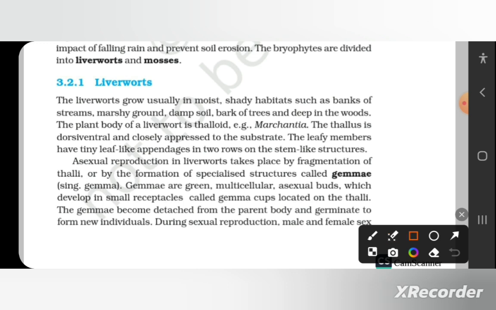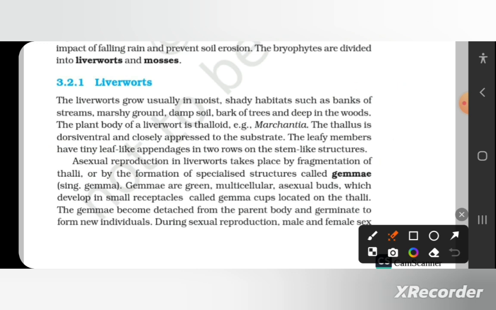Further moving, they have given an example of a liverwort which is Marchantia, so it becomes important. And they have told you that this liverwort is thalloid in structure. So we have already covered what a thallus is. Then they have given the description of that thallus, that the thallus is dorsiventral, closely appressed to the substrate. Then they have told you further about its appearance. The leafy members have tiny leaf-like appendages in 2 rows on the stem-like structure. This is basically the description paragraph.